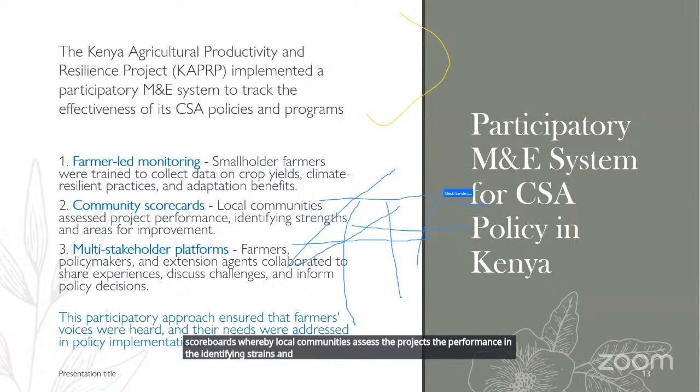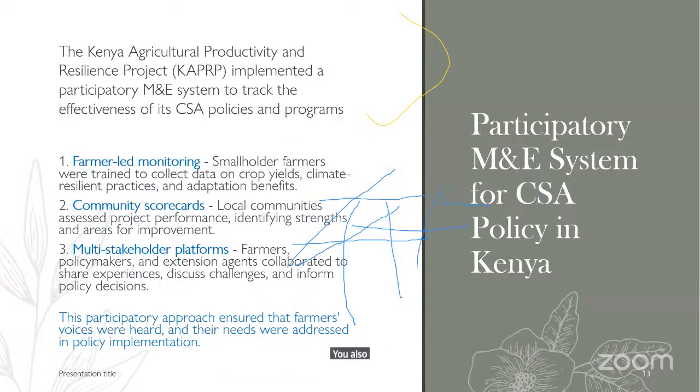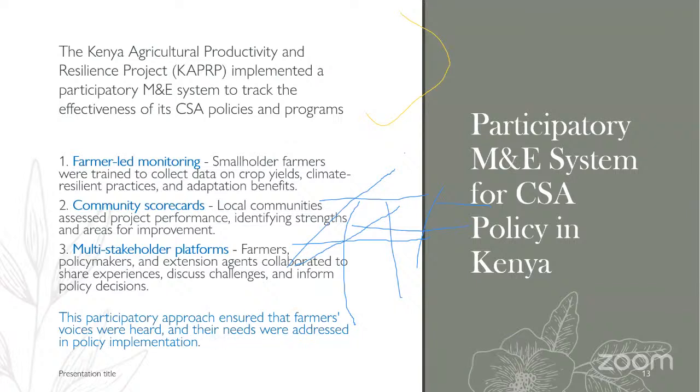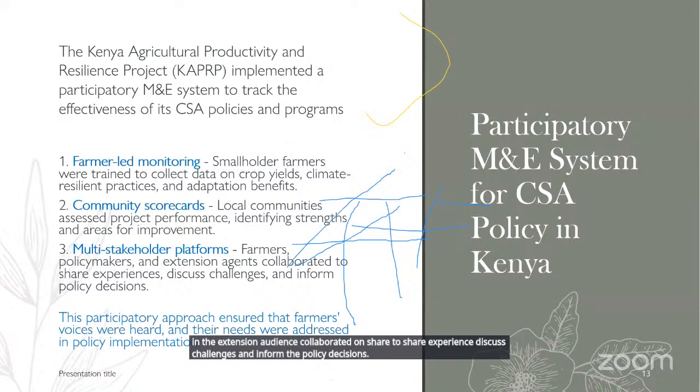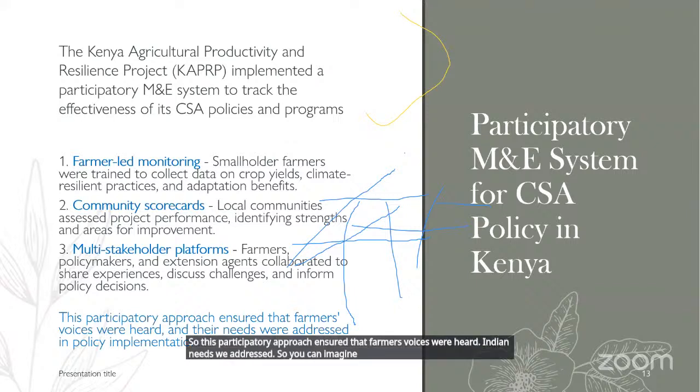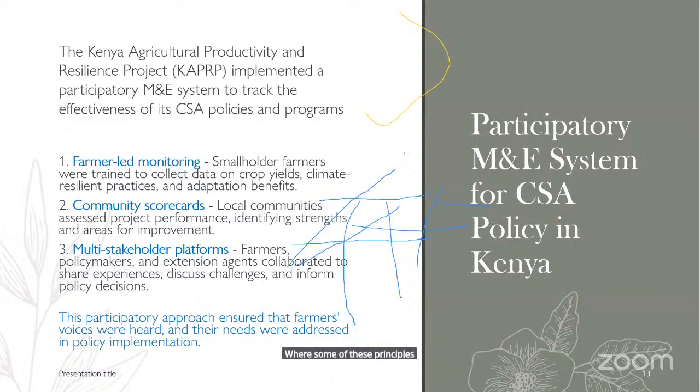areas for improvement. You also see multi-stakeholder platforms at play where farmers, policymakers, and extension agents collaborated to share experience and discuss challenges and inform the policy decisions. So this participatory approach ensured that farmers' voices were heard and their needs were addressed. So you can imagine, this is just a summary. When you give such a model to your group and then they discuss, they will start understanding where some of these principles are being applied, how they are being applied, etc., and then what will be the result.